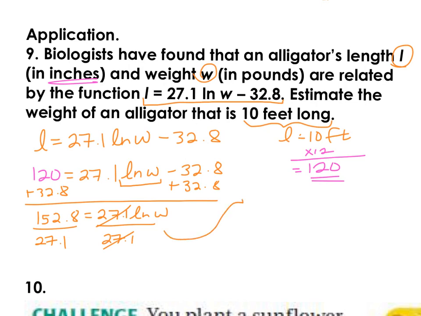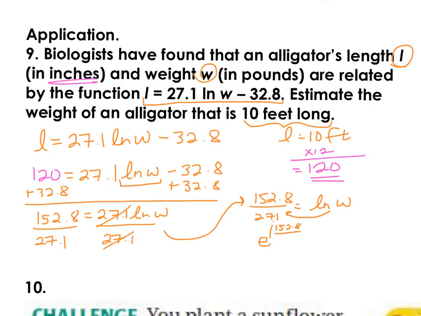Okay, so I'm just going to move over here and say that 152.8 over 27.1 equals ln W. That's all step 1, everybody. We've isolated our logarithmic term. Step 2, let's convert it to exponential by looping. We know that our base has to be e because that's the inverse of ln. What are we raising e to the power of? That crazy fraction. So try your best to write this as small as you can.